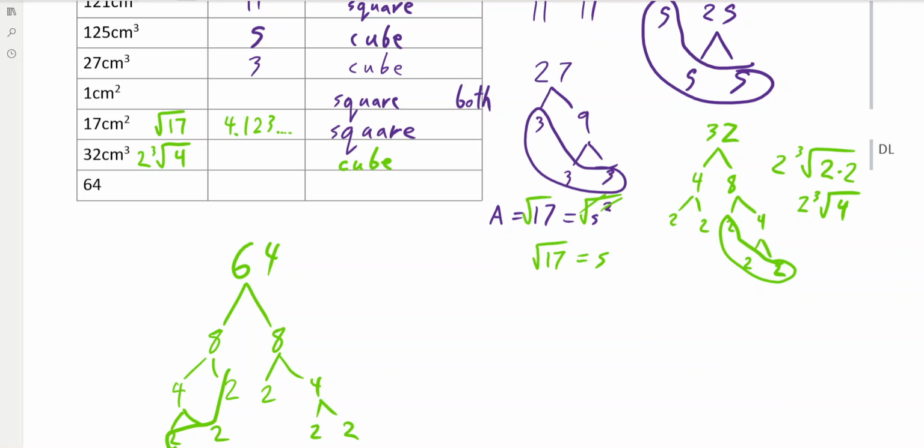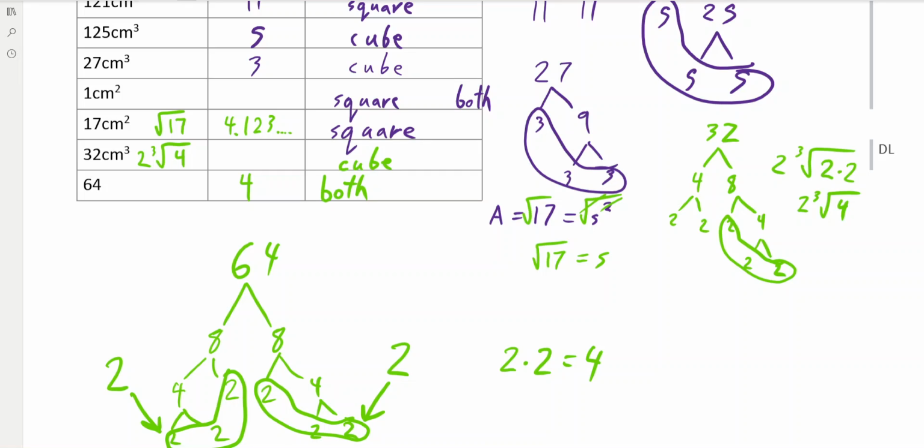What you'll notice is that we have a group of 3 and a group of 3 over here, so it is both a perfect square and a perfect cube, and it is 2 times 2, so it is 4. So why am I doing 2 times 2? Well, there's one group here, one group here, so this one is one of the 2's, this is one of the 2's, and we take those 2 together, and that's where we get the 4 from.